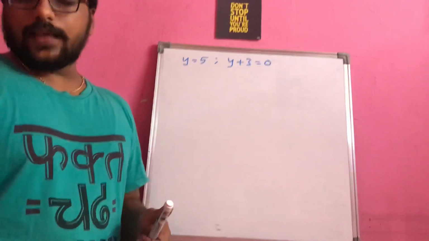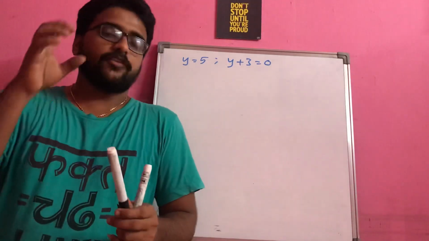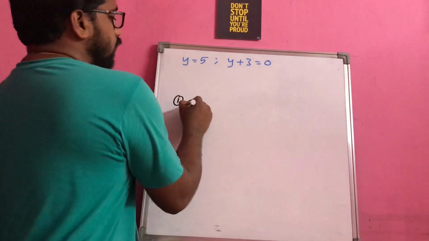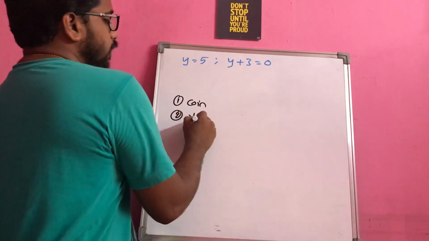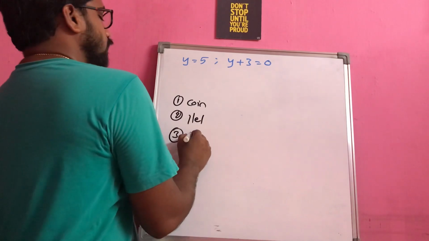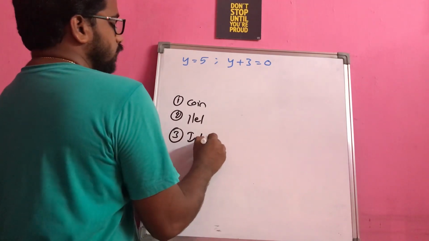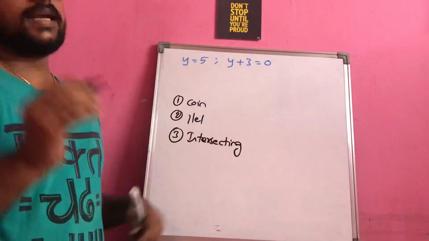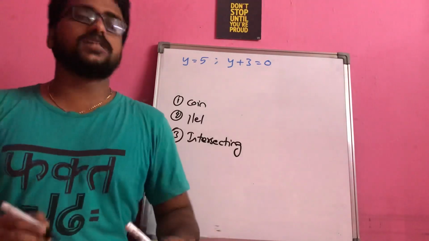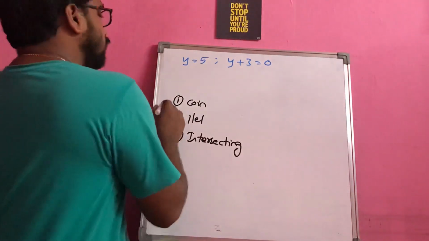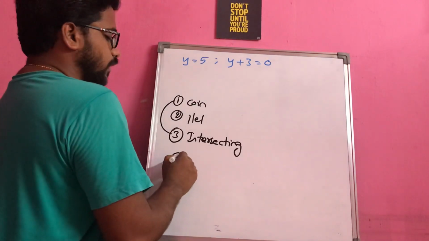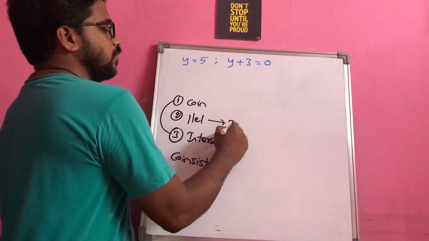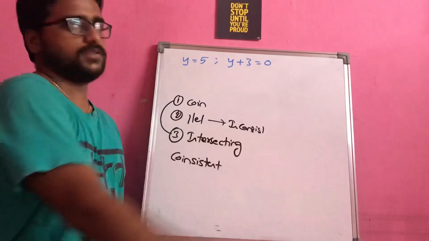Now if we quickly recall what we learned about the different types of lines, there are basically 3 types of lines: the intersecting lines, parallel lines, and coincidental lines. You can take them in any order, that doesn't make any difference. We already discussed that the coincidental and intersecting lines together are called a consistent system of equations, whereas parallel lines are called an inconsistent system of equations.